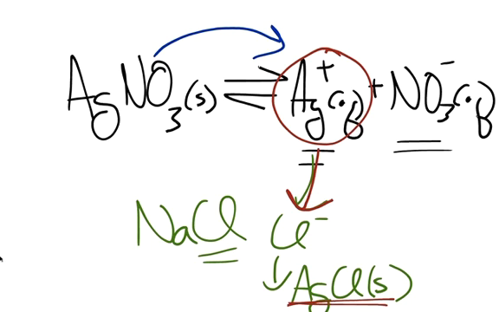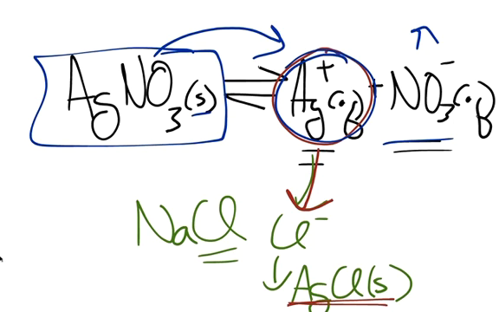So it'll shift to the right. It will replace the silver I removed. It'll have to increase the concentration of nitrate, by the way, while that happens. And the amount, notice not the concentration because this is a solid, but the amount of silver nitrate will have to go down.